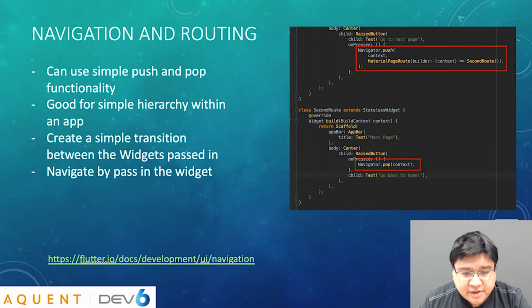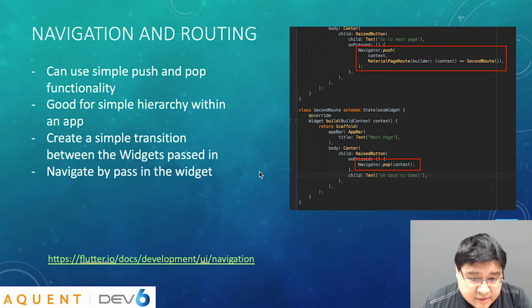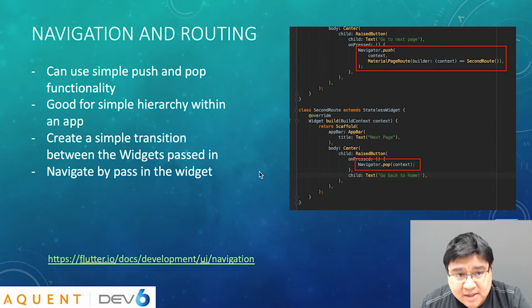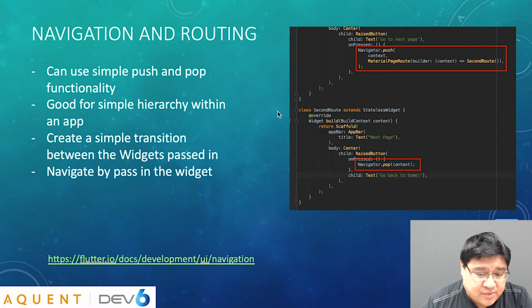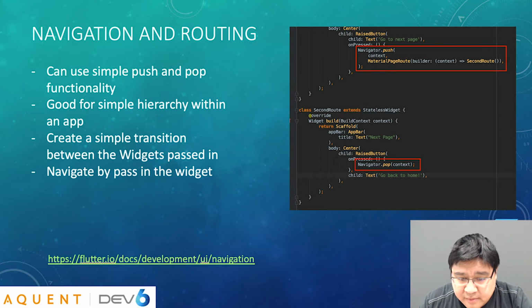So with navigation and routing, there's a lot of different ways with Flutter that you can go about navigating routing. So the first one we're going to look at here is the very simple push and pop functionality. So the idea here is that you push a page into the view, and then you can pop it out once you're done. So it's kind of like going into one place, and once you're done, you'll go back to it. Once again, we'll see this in the demo later on.